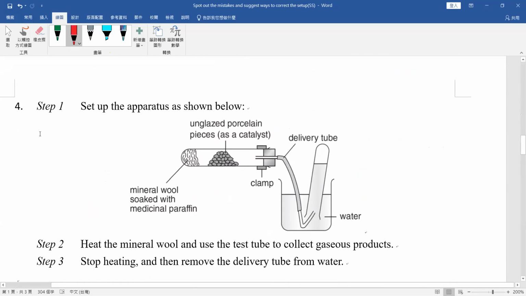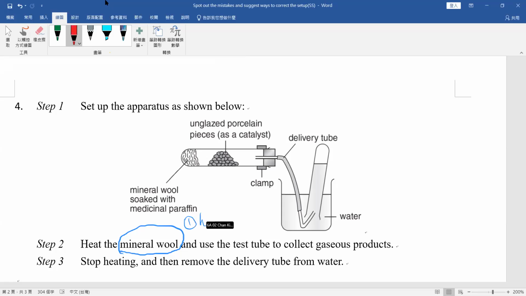How about question 4? Now, it is the written part. How many mistakes are there? Mineral rule is wrong. Now the choice of the mineral rule is correct, but the way for heating is not correct. So that's why if you read the book, they will say that you are going to heat it strongly here.